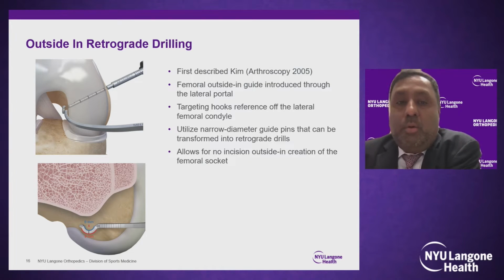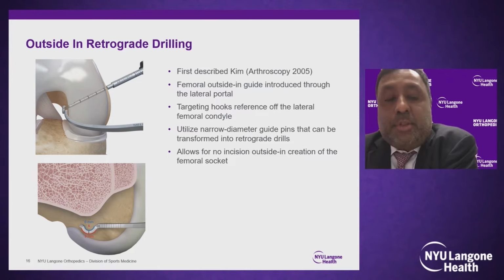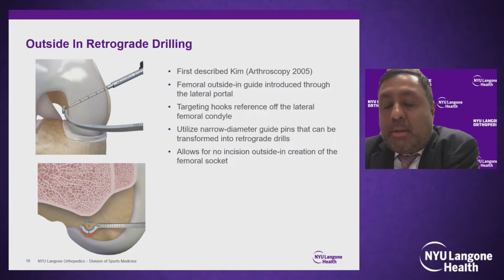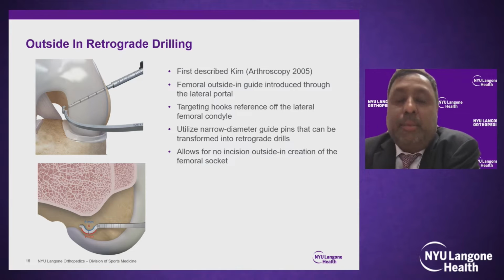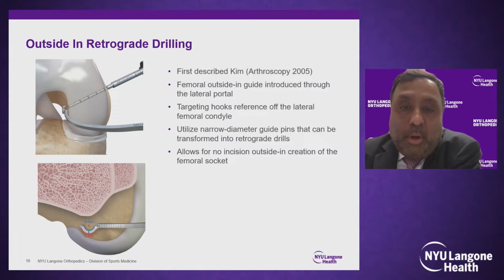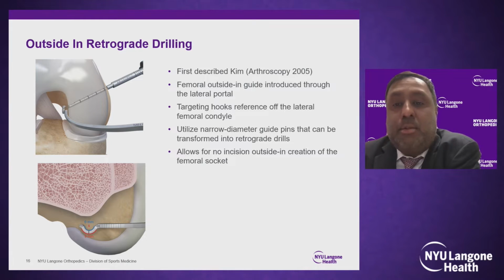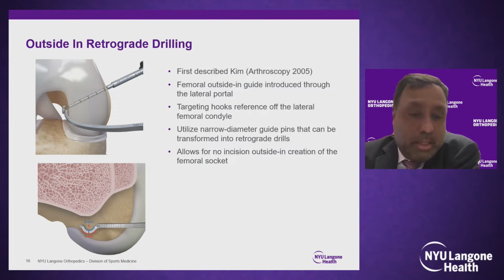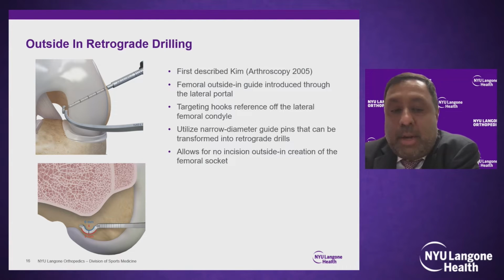So with these shortcomings, Kim first described returning back to the outside-in technique, but we're saying the outside-in 2.0. A femoral outside-in guide is introduced to the lateral portal. Targeting hooks are then utilized to reference off the lateral femoral condyle and estimate where your femoral tunnel will be, utilizing this hook on the bottom. The inner aspect is 6 millimeters in diameter. The outer aspect is 9 millimeters in diameter.